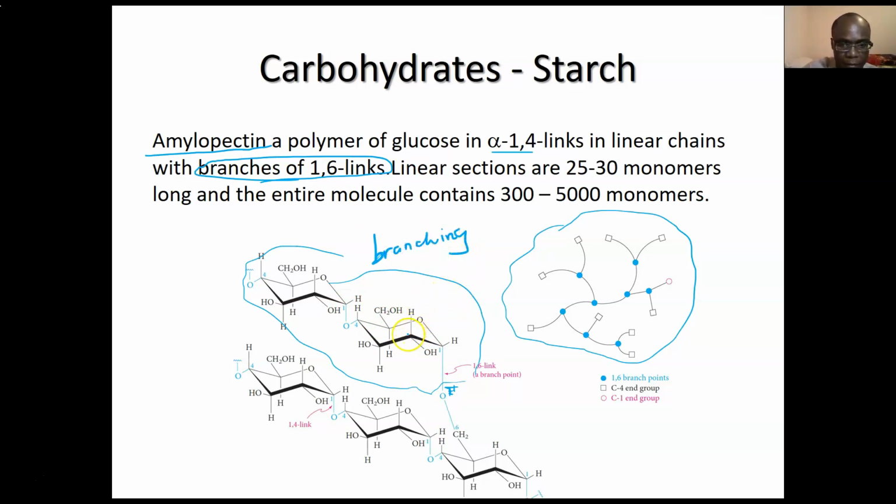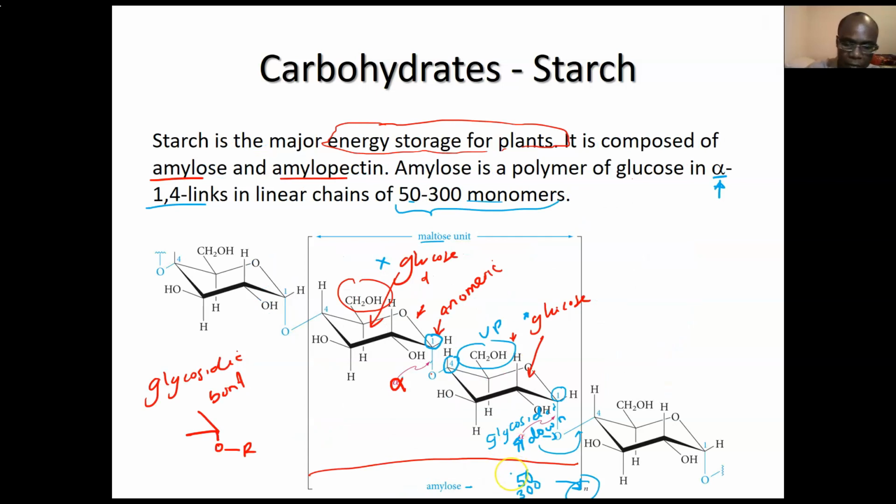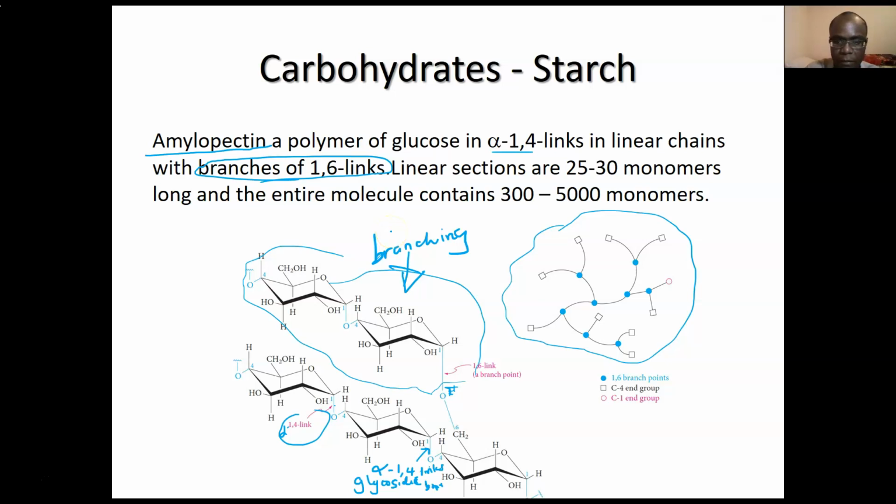So amylopectin is branched. You still have your alpha 1,4 link on the glycosidic bond. Here you also have alpha 1,4 links having the glycosidic bond, and so on and so on. The difference is just that you're going to have branching. If you compare the structure of amylopectin and amylose, it is going to be branching in amylopectin. So that's the emphasis. The branches might have sections of 25 to 30 monomers. The entire molecule will contain 300 to 5,000 monomers. So it's a very long chain.